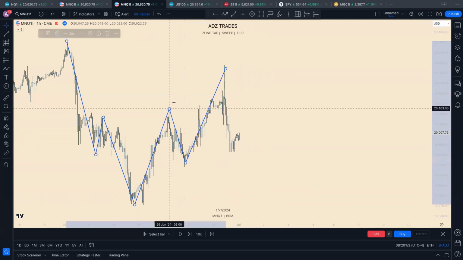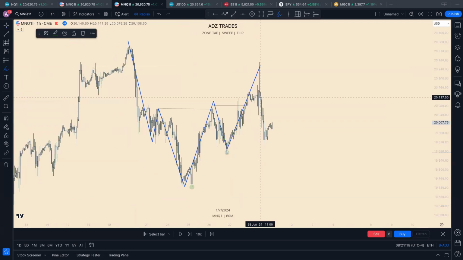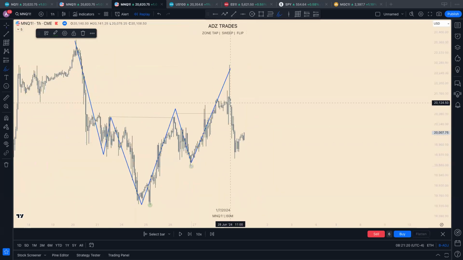Technically, we took out this high here. So we broke a high, we created a new high, and then we took out this high as well. If we're taking out highs and we're respecting lows right now, just using common sense, it's not that hard to spot. We can see that we are trending upwards, so price is likely to continue up.